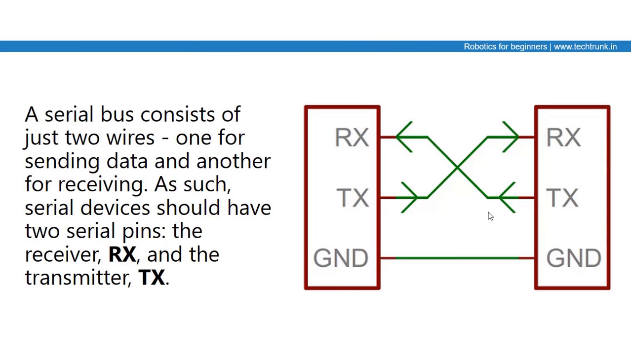For an asynchronous serial interface, the serial bus consists of just two wires, one for sending data and another for receiving data. So that is transmitter for sending data and receiver for receiving data. As such, serial devices should have two serial pins, the RX, that is receiver, and the TX, that is transmitter. So for device A and device B to communicate with each other, the RX of device A will be connected to TX of device B, and the RX of device B will be connected to TX of device A, and they'll be sharing a common ground as well.